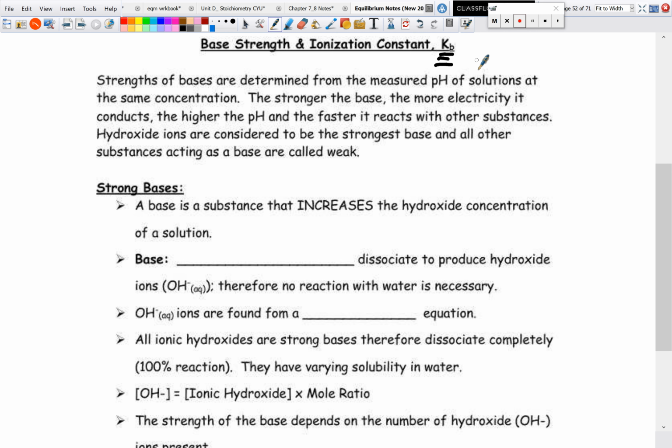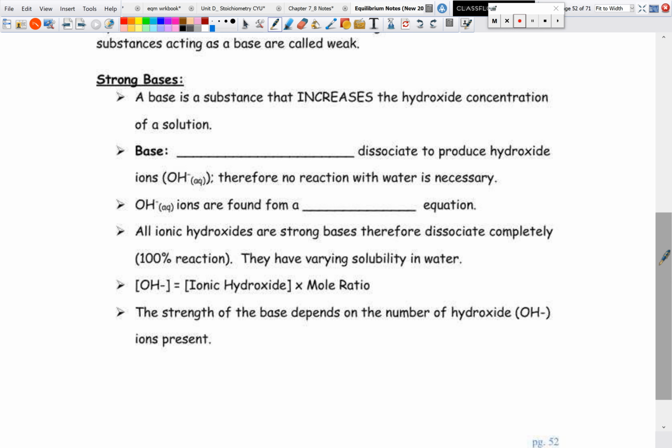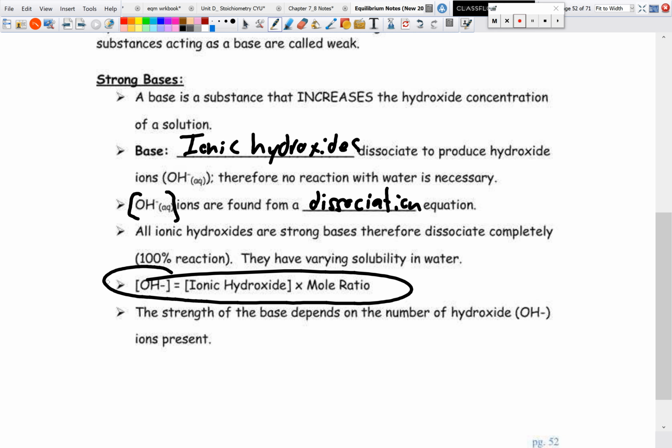Now, we've already done some work in the past where we had a look at strong bases. Of course, we knew strong bases were ionic hydroxides that dissociate to produce hydroxide ion. And we found the concentration of hydroxide ions using the dissociation equation and the mole ratio. So you can go back to last week when we were looking at pH and pOH calculations only for strong bases doing this.